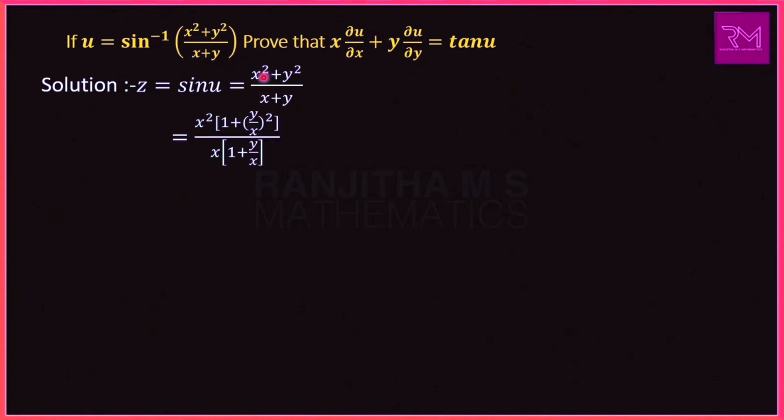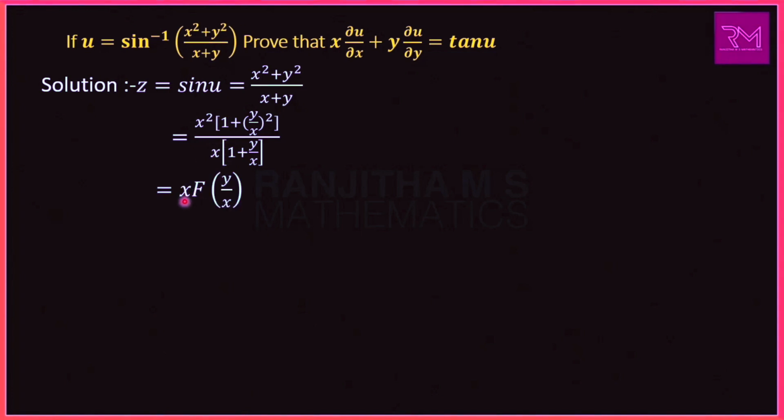Here, in the numerator, if we take x square as common, and in the denominator, if we take x as common, we get x square into 1 plus (y by x) whole square, divided by x into 1 plus y by x. For this, we multiply and divide by x square in the numerator, and by x in the denominator. Here x square by x we can cancel one x, the remaining is x itself.